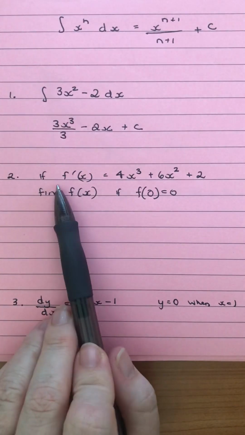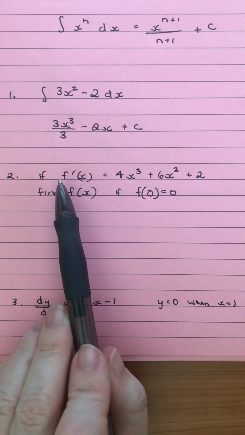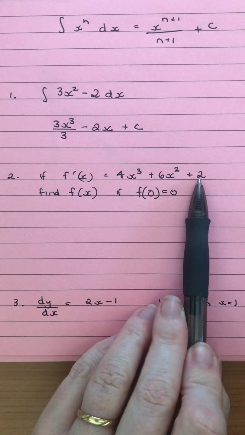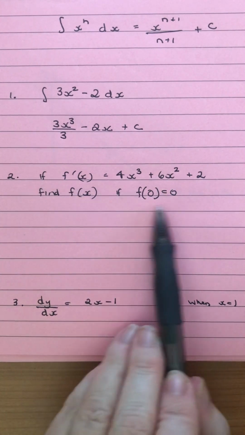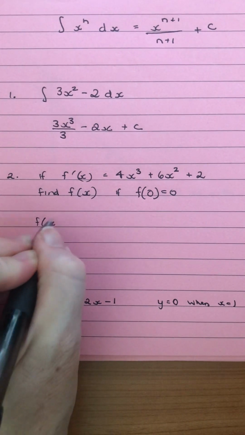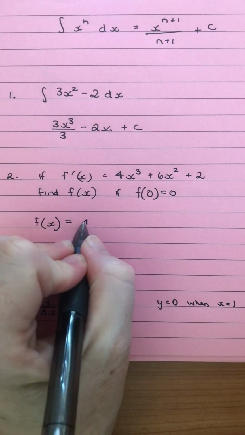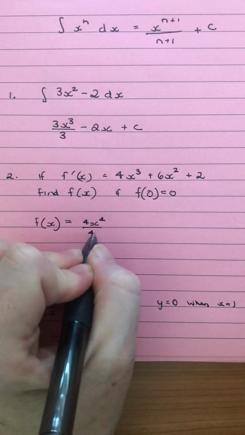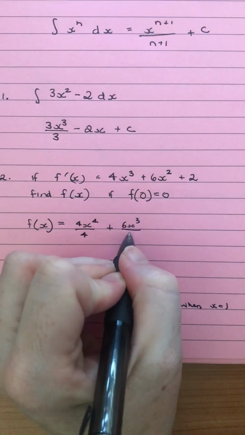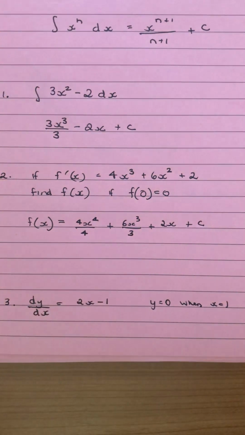So we don't know what that is unless we're given more information. So in the next one, we are given more information. So we've got f dash x, so that's another way of describing this. If the derivative is 4x cubed plus 6x squared plus 2, find f of x, and then we've got that additional piece of information. So first we're going to do the f of x part, where 4x cubed is going to become 4x to the 4 over 4. The 6x squared is going to be 6x cubed over 3, and then that will become 2x plus c.